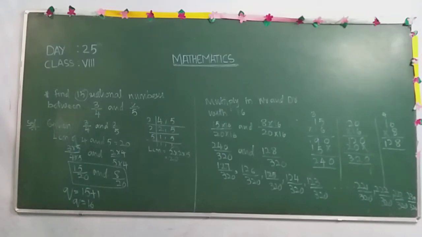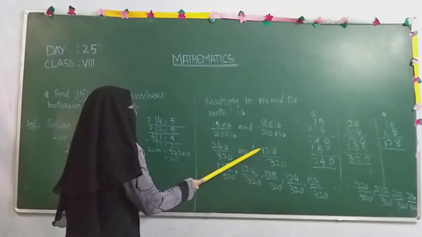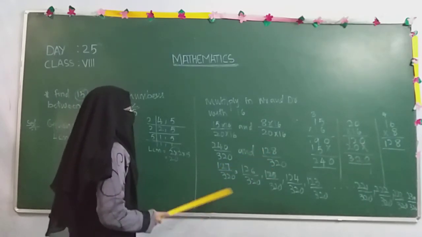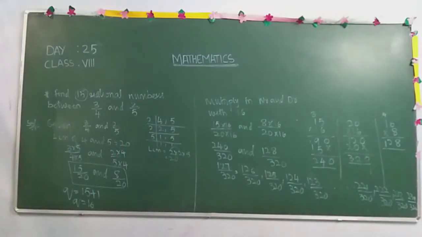In the rough column we have multiplied the numerator as well as the denominator. We have multiplied the denominator only one time because the denominators are the same, 20 into 16. After multiplying, we need to substitute those values, and we got 240 upon 320, 128 upon 328, and between these we are getting a number of rational numbers. So from this you need to pick any 15 rational numbers.